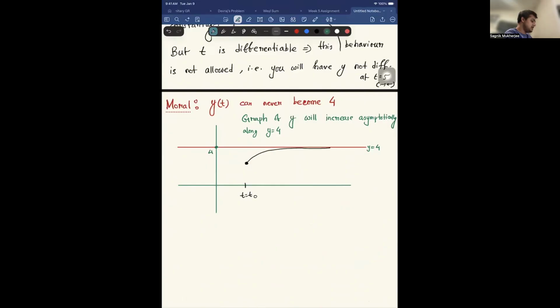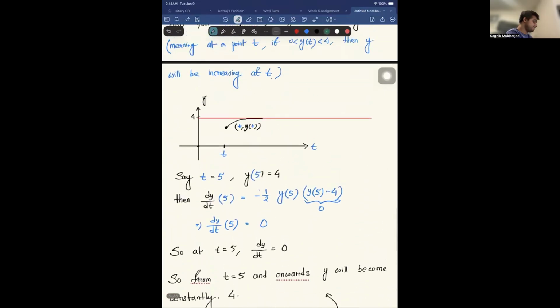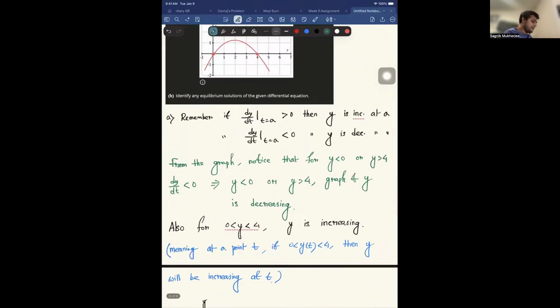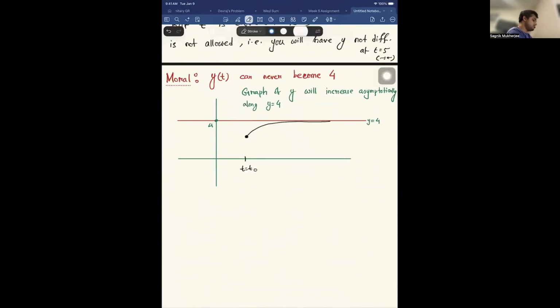And similarly for something beneath, here. If the value of our solution is beneath 0, you saw that it will keep decreasing, right? If y is less than 0 at some point, that means it will keep decreasing. So it will just go away.